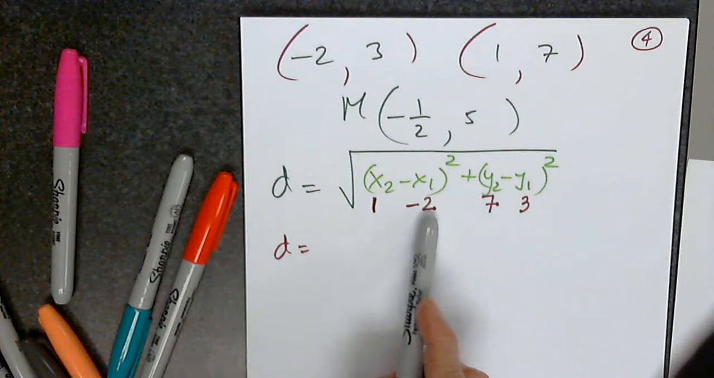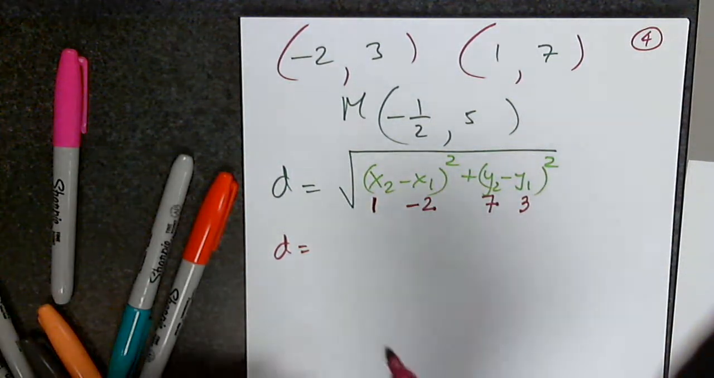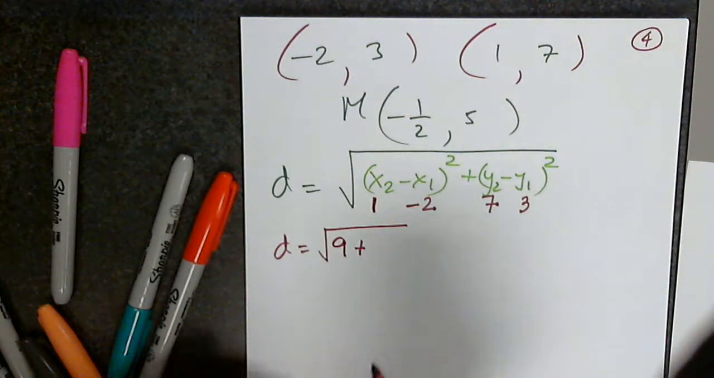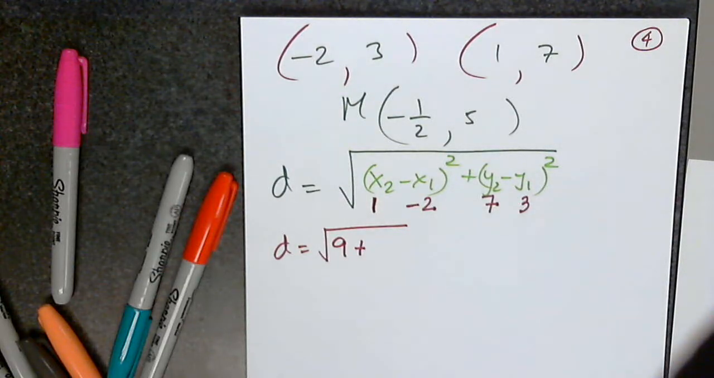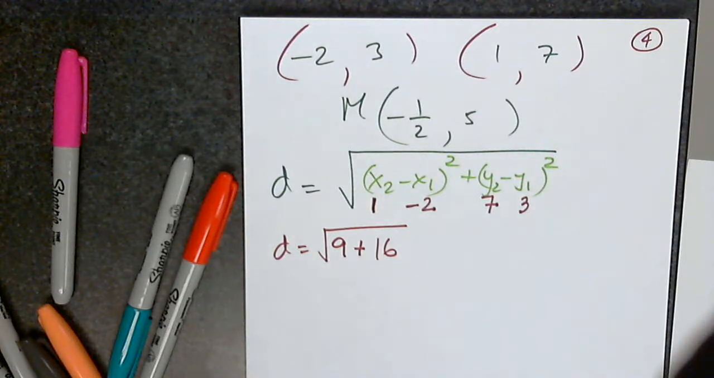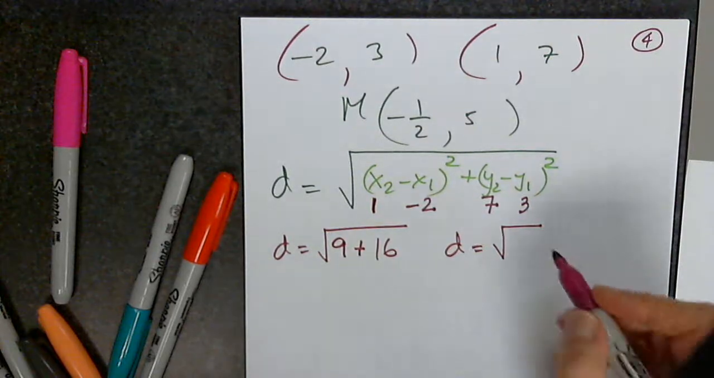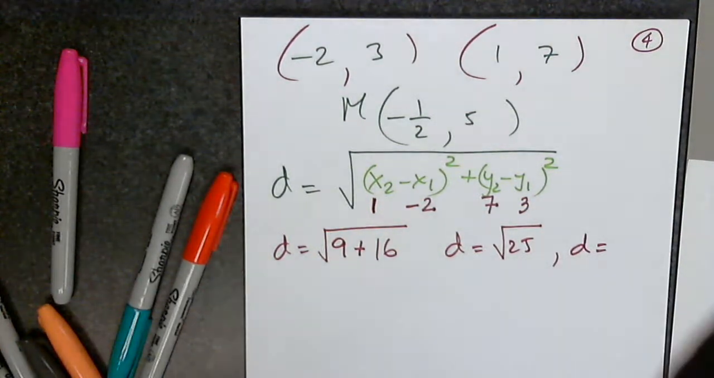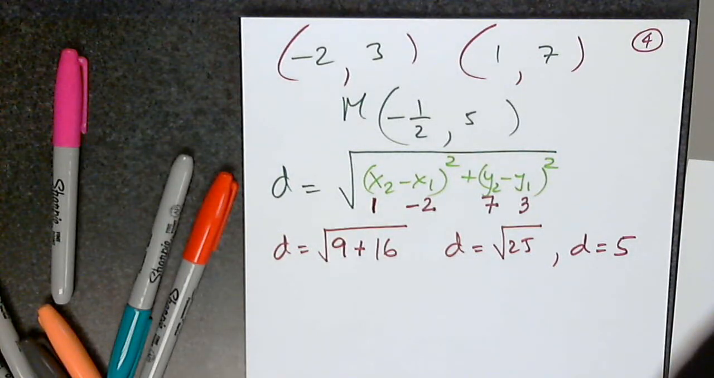1 minus -2. What is that? 3. How much is 3 squared? 9. So this is square root of 9 plus 7 minus 3. 4. 4 squared. Awesome. So now the distance is the square root of, awesome. Therefore, the distance is perfect. Great job. Any questions for me?